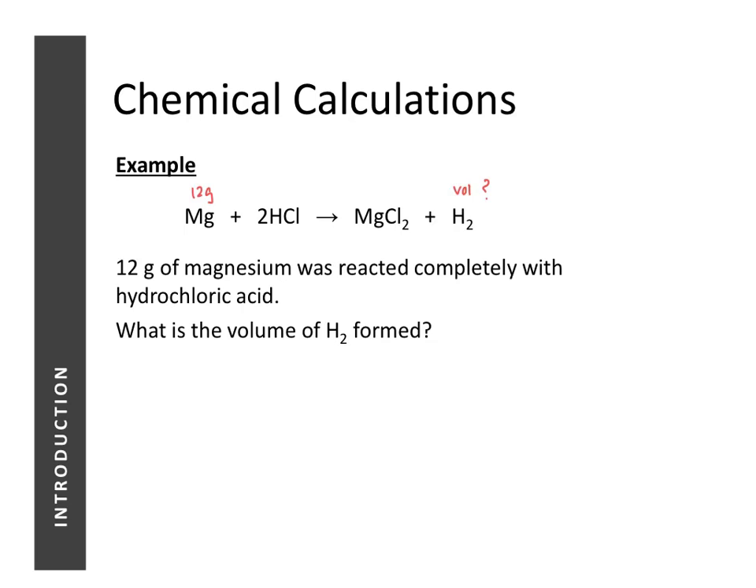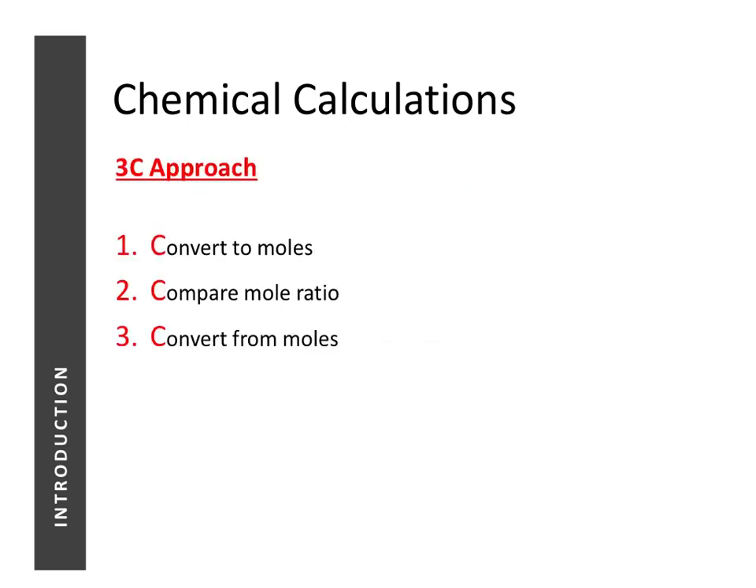To solve chemical calculations like this, there is a 3-step approach which we are going to look at. This is the three-step approach, which I call the 3C approach. The 3Cs are: number one, convert whatever is given in the question to moles. Next, we need to compare the mole ratio, which is also the reacting ratio. And lastly, we need to convert from moles to whatever the question wants you to solve. Now, I know it sounds very abstract at this point in time, but just bear in mind the 3Cs for now. When we are solving it, it will become obvious to you what the 3Cs mean.